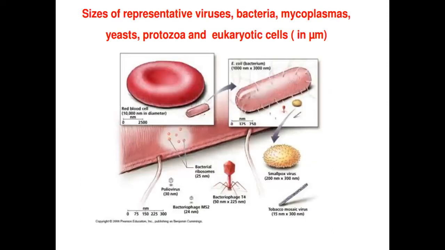So look at this slide. Here we can see a eukaryotic cell, an erythrocyte, and the comparison with a bacterial cell. Bacteria are much smaller than the erythrocyte, but look here. Here is the biggest virus, the smallpox virus, and in comparison with bacterial size, we can see that the virus is much smaller. They are one of the smallest microorganisms.